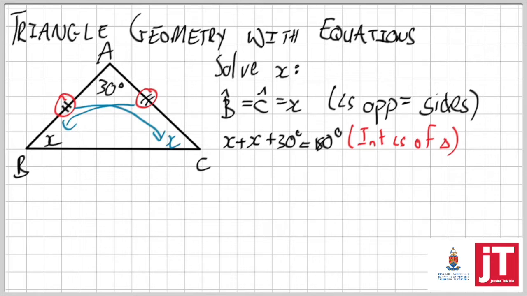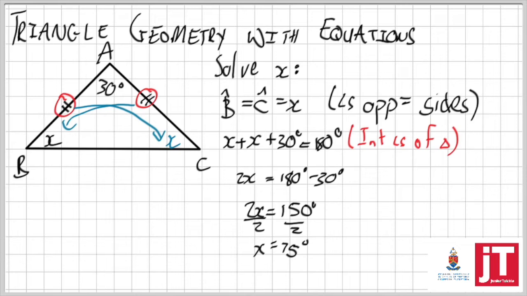Now take off your geometry hat, put on your algebra hat, your equations hat, and let's solve x. So in other words, get x alone. Step by step, 2x must be, transpose that 30, take it to the other side, 180 degrees minus 30. So 2x is equal to 150 degrees. I'm not done because remember the question is solve x. So I'm going to divide both sides by 2. So x must be 75 degrees. There, I've solved for x.